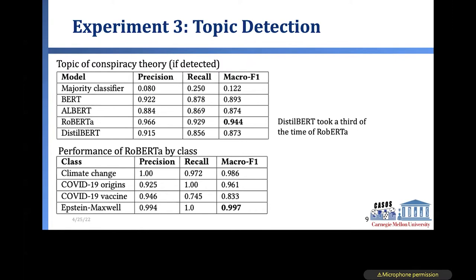Then for experiment 3, topic detection, the best performing model was RoBERTa, and RoBERTa performed best for the Epstein-Maxwell topic. We see that the performance for this experiment in particular is very high, and that's probably due to the distinct keywords or language used to refer to the conspiracy theories in each domain. And these large language models are great at memorizing these key language characteristics.